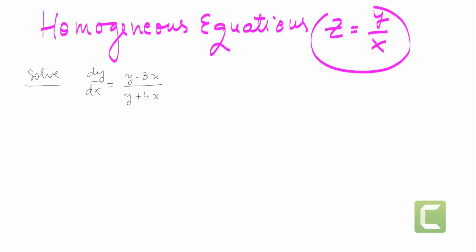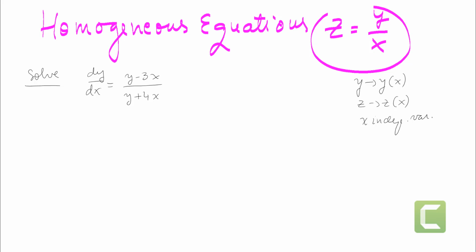Homogeneous equations. So basically the ones that can be written as y over x and then use a substitution of z equals y over x. And keep in mind, this is important, y is a function of x, z is also a function of x, and x is the independent variable. So let's solve dy/dx equals (y minus 3x) over (y plus 4x).